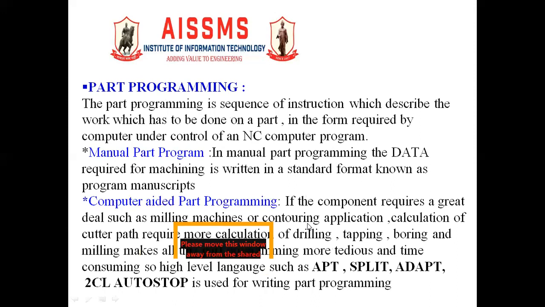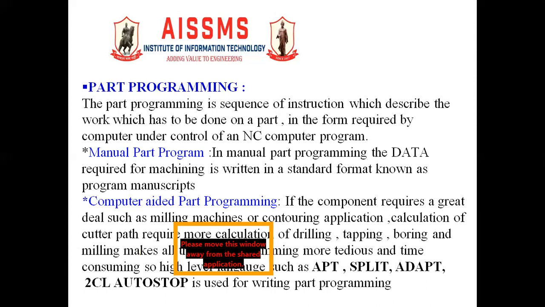Next is part programming. A part program is nothing but a sequence of instructions which describe the work to be done on the part, in the form required by the computer under the control of NC. There are two types of part programming. One is manual part programming. In manual part programming, the data required for machining is written in a standard format, called the program manuscript. The next is computer aided part programming.